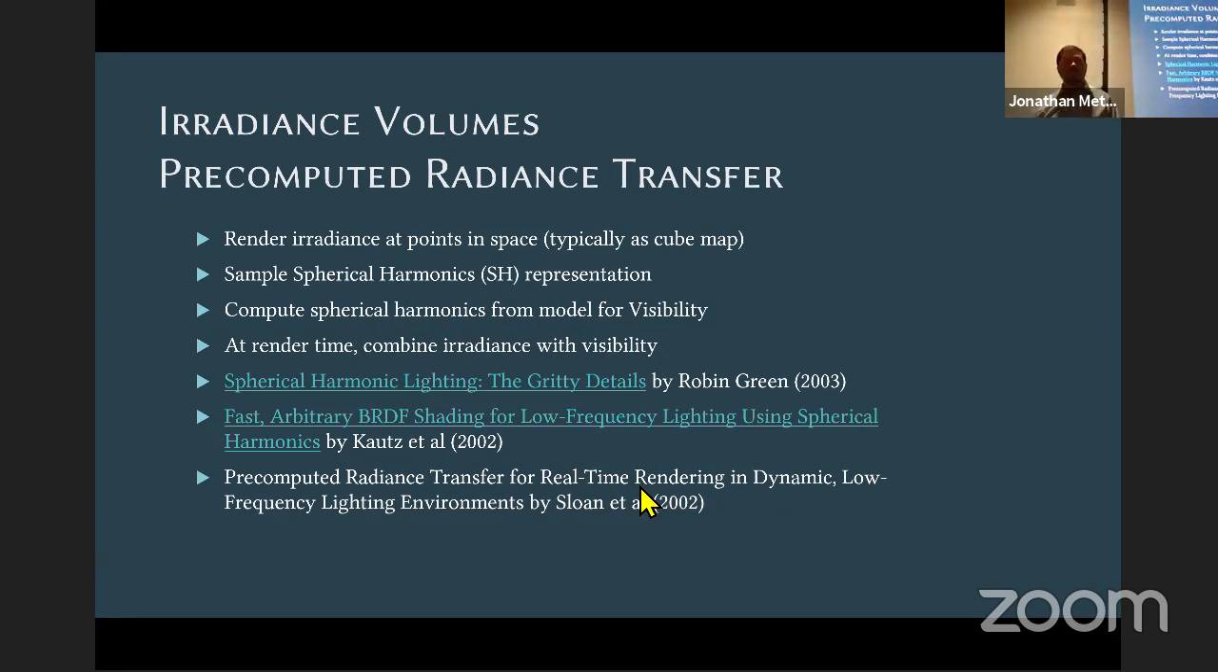So the solution for dynamic objects is to use irradiance volumes, or pre-computed irradiance transfer. What we do is we store irradiance at different points in space, typically as a cube map, and then we can turn that into a spherical harmonics representation. We said that spherical harmonics was a way of representing a complex function on a sphere, and a light probe matches that constraint. So we have every direction we need to consider.